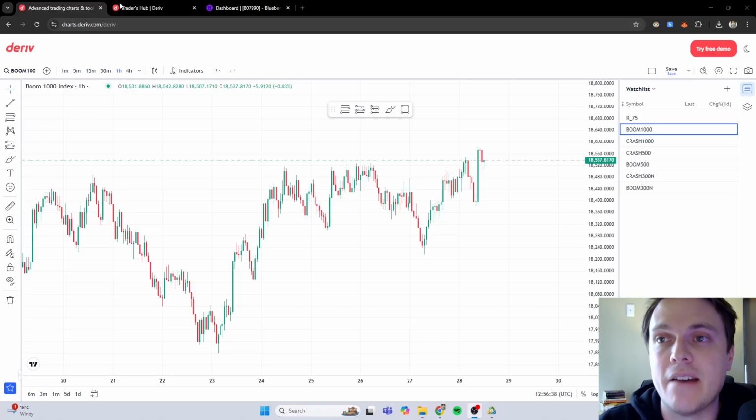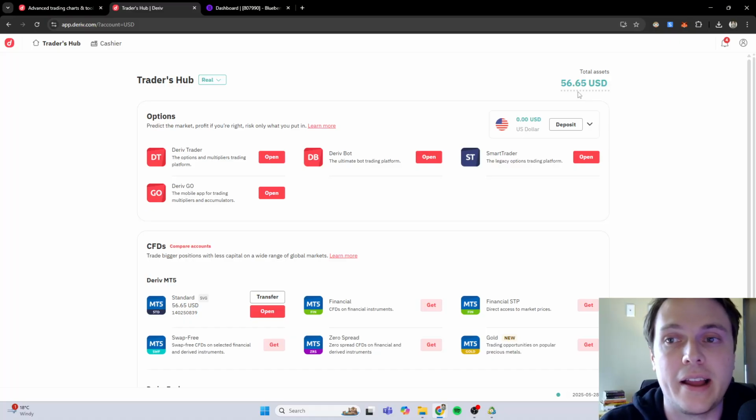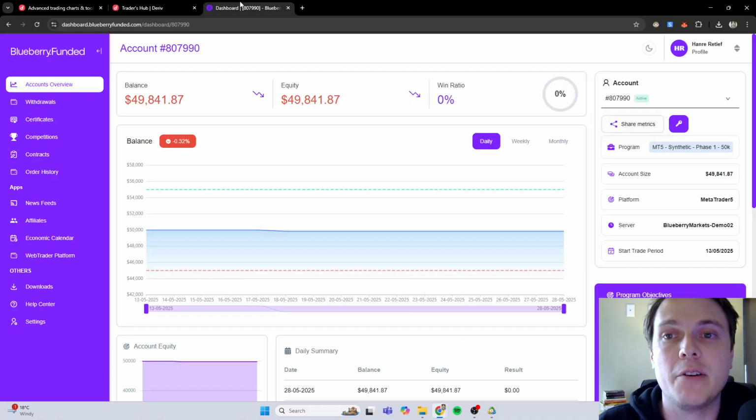So I currently have a $56 account with the Riv that I'm going to try and trade today in the session. I'm going to try and find the most optimal setups for you guys, because a lot of you have been asking me to do live trading sessions, look at live setups and take the trades if possible. The same with my Blueberry funded account.